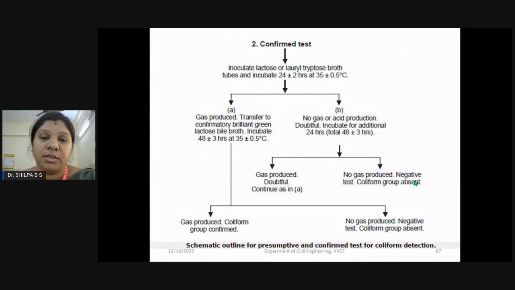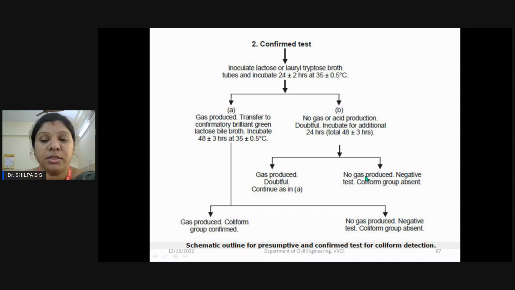Second phase is the confirmed test. In the confirmed test, instead of taking the lauryl tryptose broth, we will take brilliant green lactose bile broth, and then we will add the samples. Then if gas is produced after 24 hours, that is considered as positive. If no gas is formed, then it will be continued for a further 24 hours, and then it will be checked for the formation of gas.